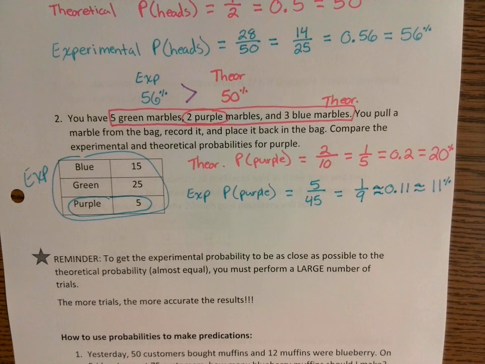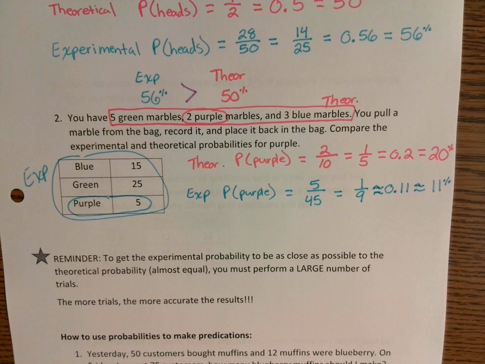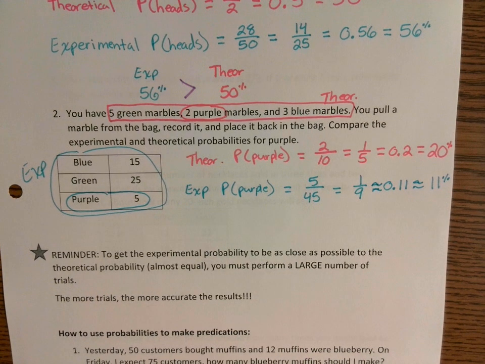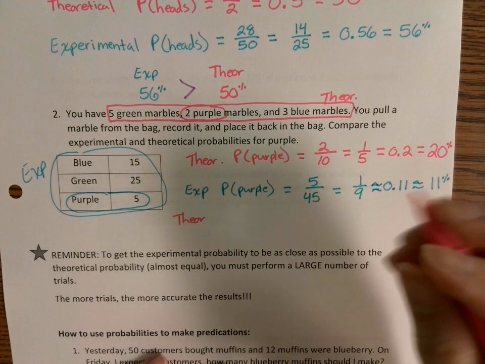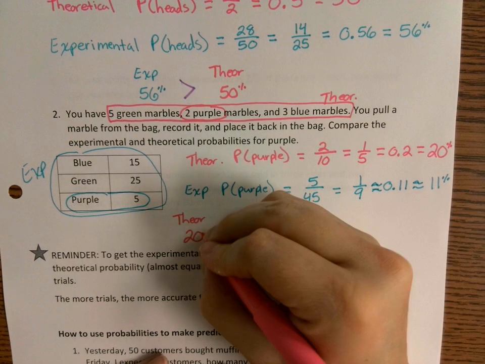That's an approximation. Okay, so now we're going to make our comparison. In this case, our theoretical probability, which was 20%, is greater than the experimental probability.